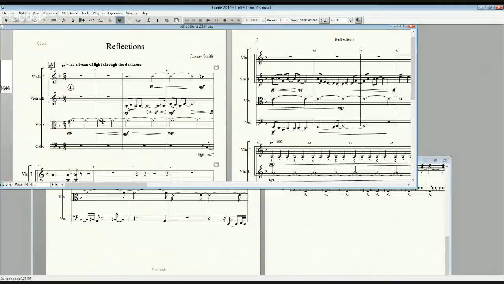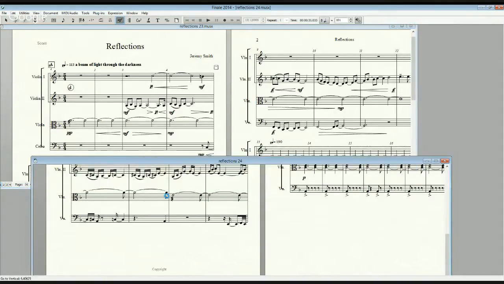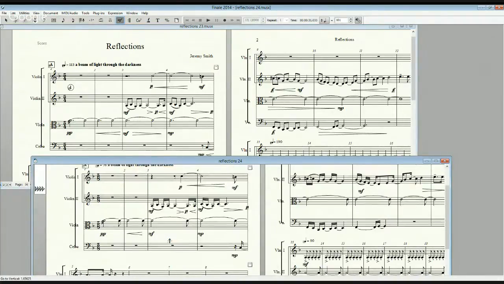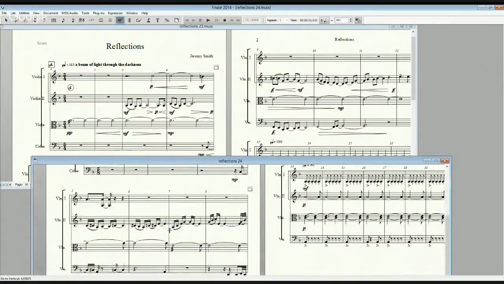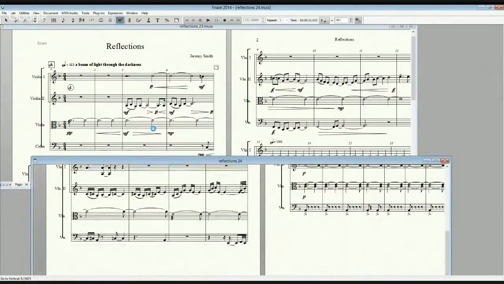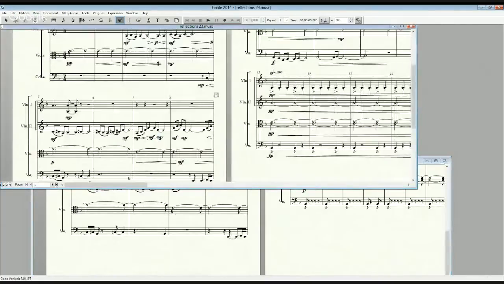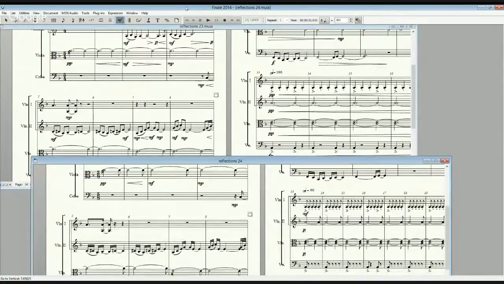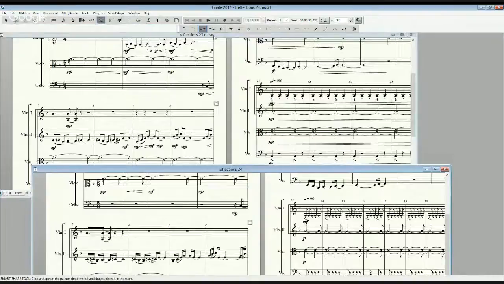Okay, dynamics, dynamics, dynamics. Is that all? Oh, it's a piano, and it's a piano and a hairpin.